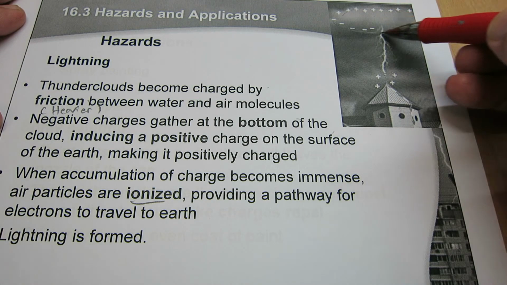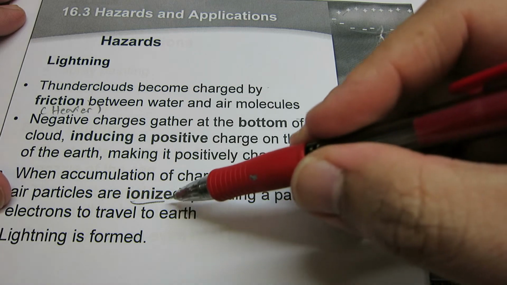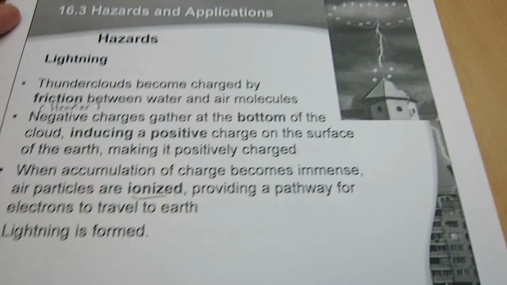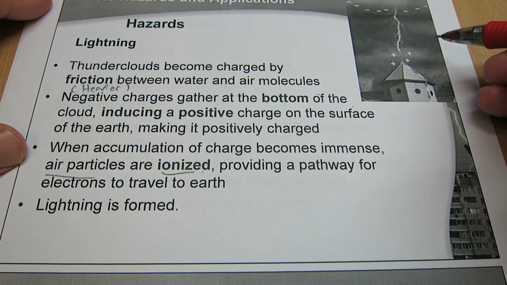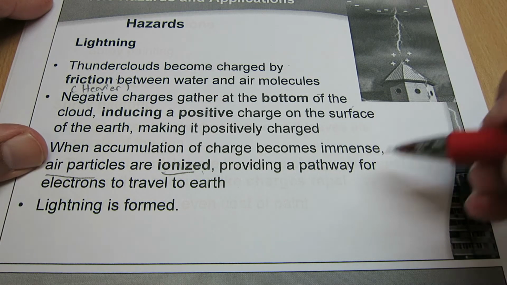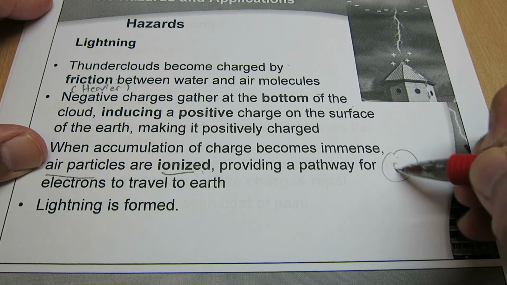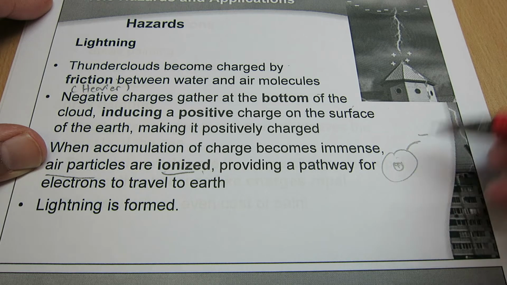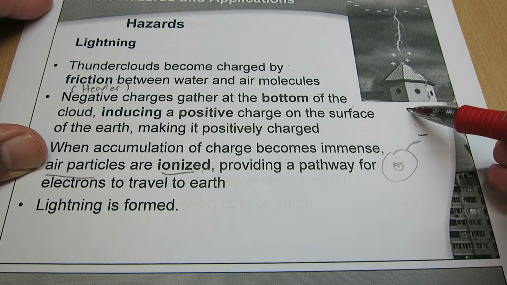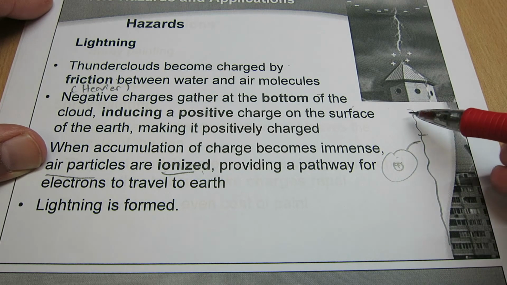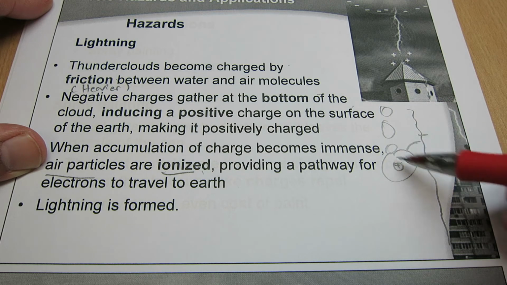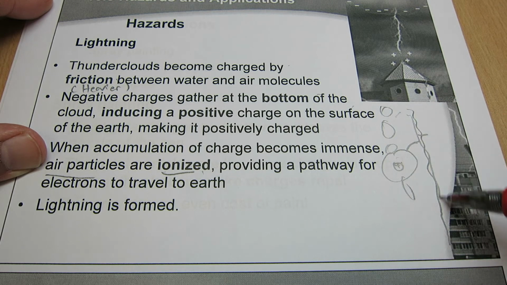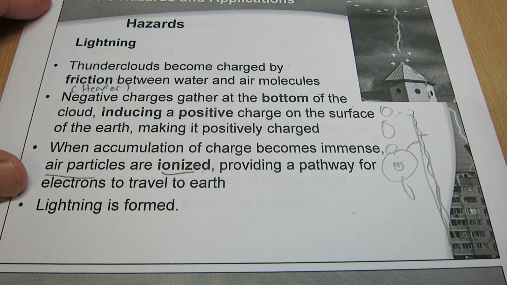Now, once you have an intense amount of charge being built up, this will cause the air particles to ionize. Now, usually air is an insulator. It cannot conduct electricity. So when the air particles are ionized, what it means is that one electron will actually come out from the air particle, and this will provide the pathway for the electrons to travel down. So the whole way all the air particles are ionized and the electrons come out, and it provides a pathway for the lightning to travel down. Alright, so that is how lightnings are formed.